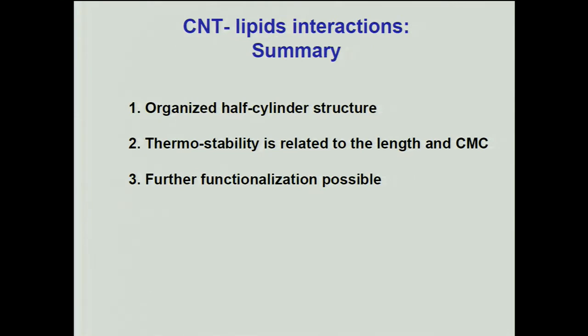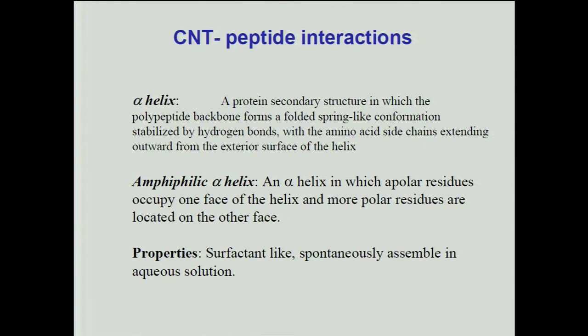So here again they have said there is further functionalization possible. You could attach something onto the polar head and you could functionalize it more. Again, you should know why you are doing it, for what purpose. Now if you are doing carbon nanotube and peptide interactions, there is a polypeptide, and there are different types. This is an alpha helix, a particular type of protein structure. Then there is an amphiphilic alpha helix, where you basically need something polar.